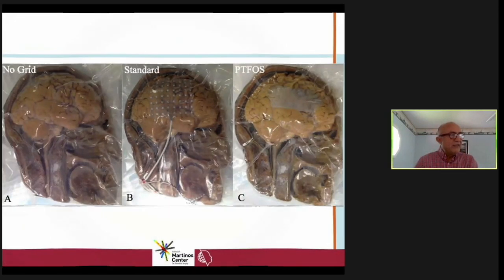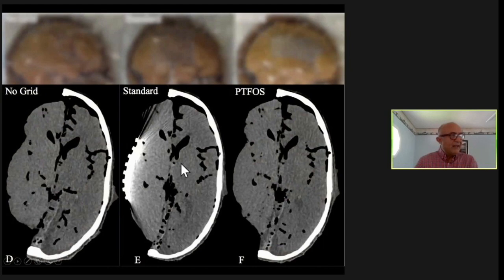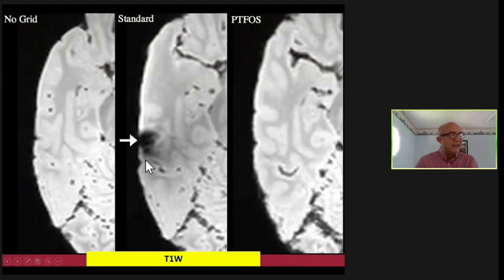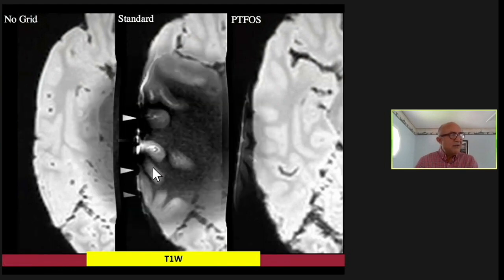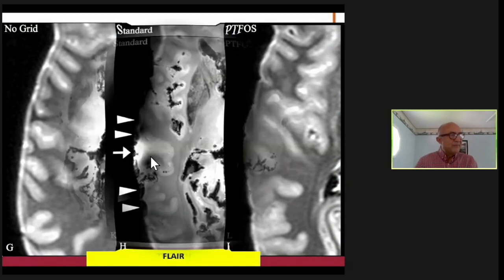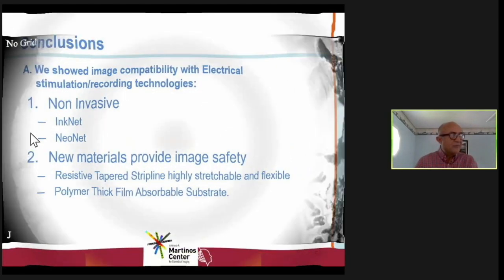We also did imaging tests of standard, low-grade, and PTFOS, and the CT is completely clear, completely invisible in the case of PTFOS, while the standard produces a large artifact. Same thing for the T1 images, the T2 weighted images, the FLAIR, and 7 Tesla FLASH. The standard produces a very, very large artifact, while the PTFOS and the no-grid produce no artifacts at all.